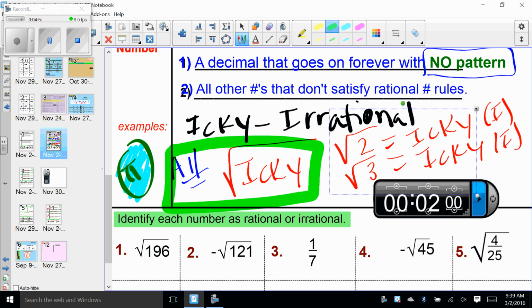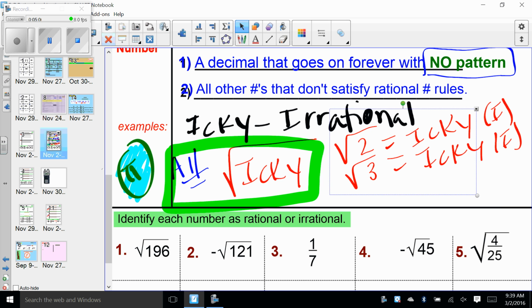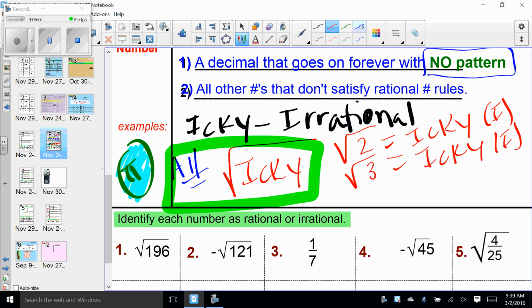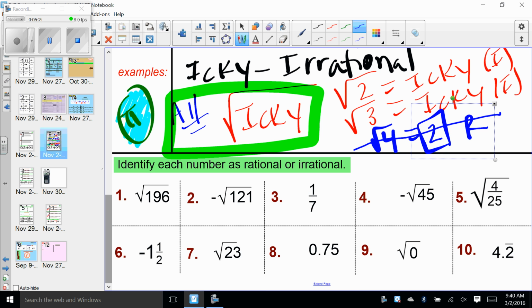So irrational numbers really sort into two categories, pi and all icky square roots. Those are the two things that are irrational. If we took the square root of, let's follow that pattern, the square root of 4, that would be equal to 2. Now, this one is not icky. It would be rational. That's a super nice perfect square, okay? So that would not be included in the list, just to give you an idea of something that contradicts those things.